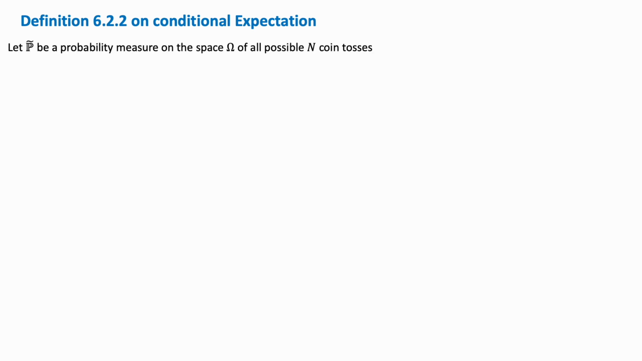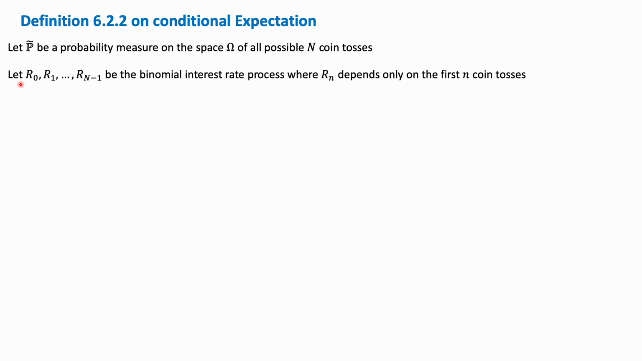6.2.2. So let P tilde be the probability measure on the space omega of all possible n coin tosses. So we take the coin and we toss it n number of times, right? And we define here the minimal enter-thread process. We have seen this before. And we know that Rn depends only on the first n coin tosses.